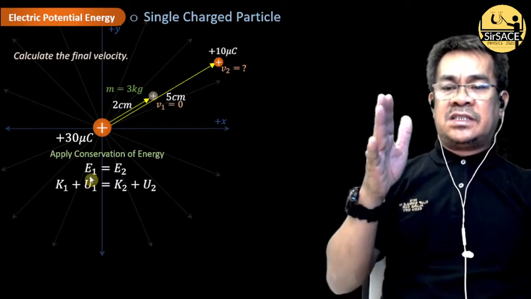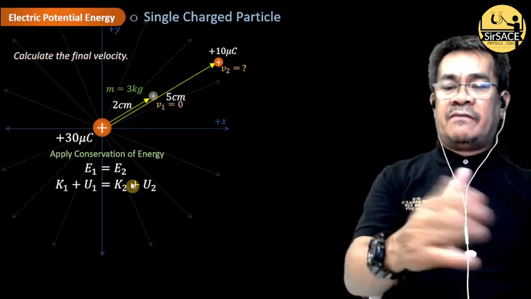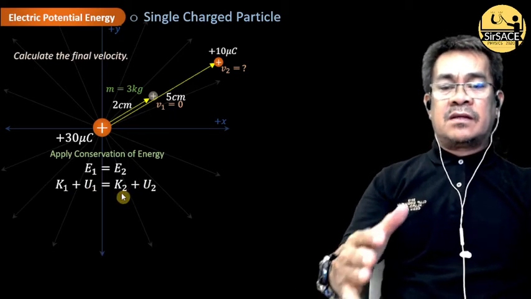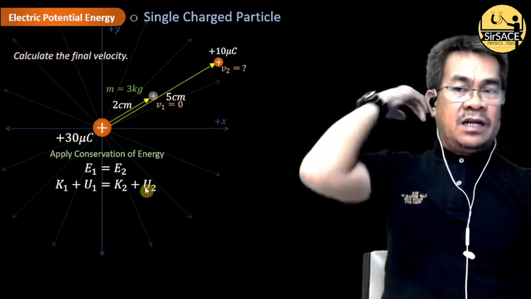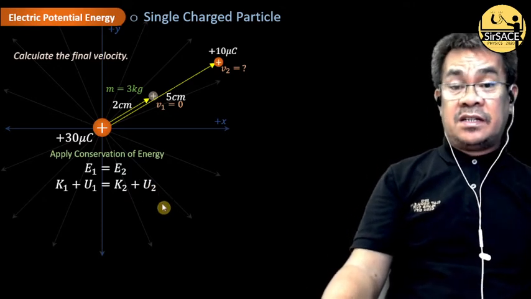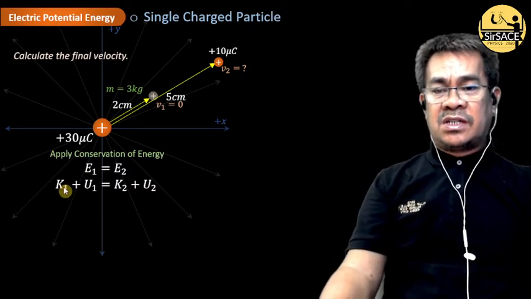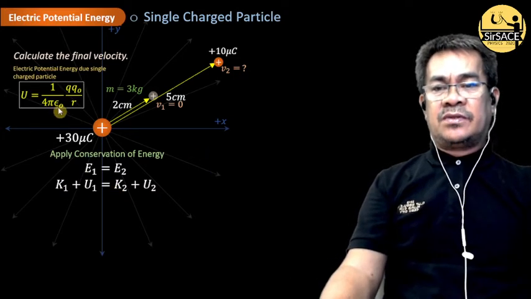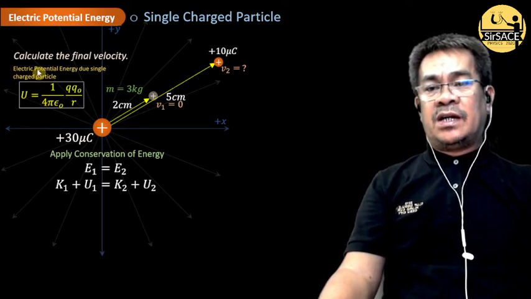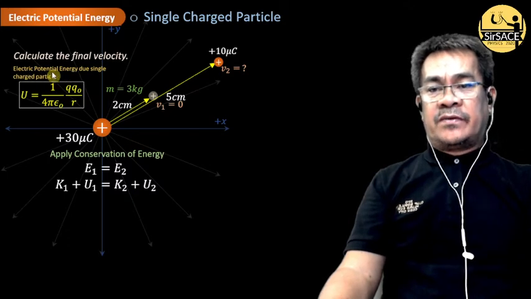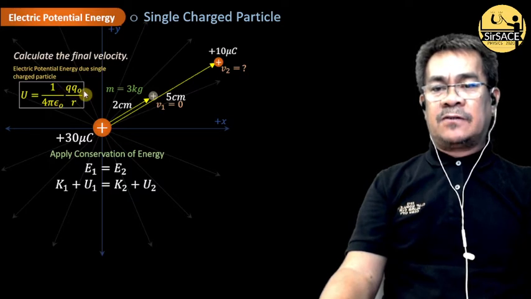So the initial energy is just the sum of the initial kinetic energy plus the initial potential energy, while the final total energy is the sum of the final kinetic energy plus the final electric potential energy. Okay? Now, how do we substitute the kinetic and potential energy? We have to use the formula that we derived previously. Take note that the formula for the electric potential energy due to a single charged particle, U, is 1 over 4 pi permittivity Q naught over R.